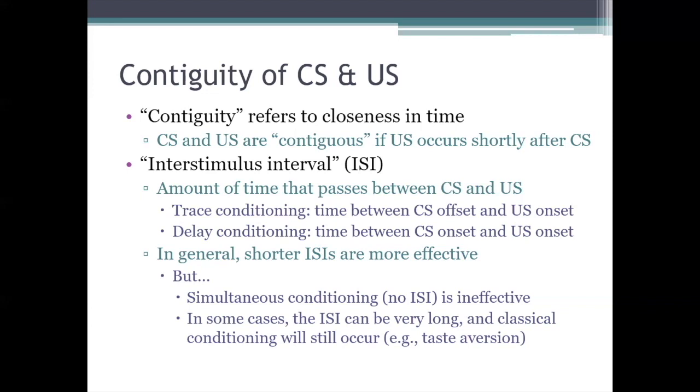But anyway, the point for now is that the importance of this contiguity variable does depend on a number of other factors too, with the ideal interstimulus interval being affected by things like what the CS and the US are, what kind of response the animal is learning, and whether you're using trace conditioning or delay conditioning. So for more information about those factors, I'll just refer you to the textbook's coverage of them, which you can find on pages 69 through 71.